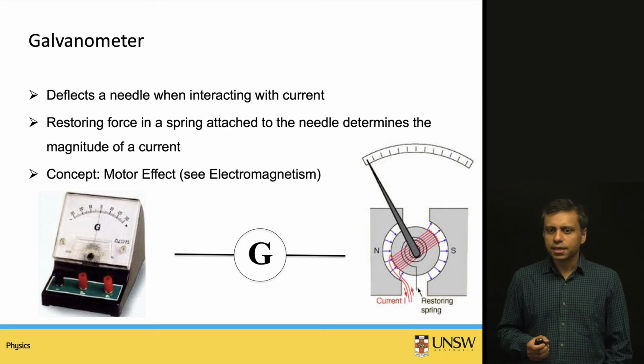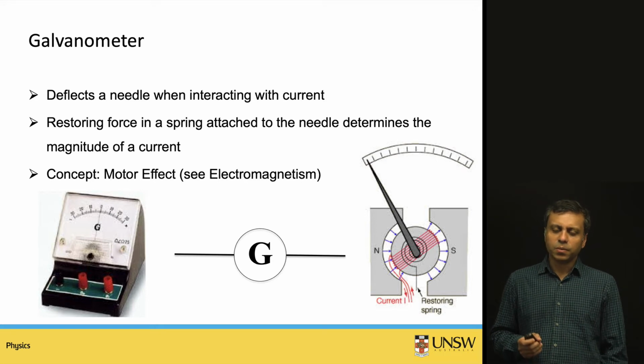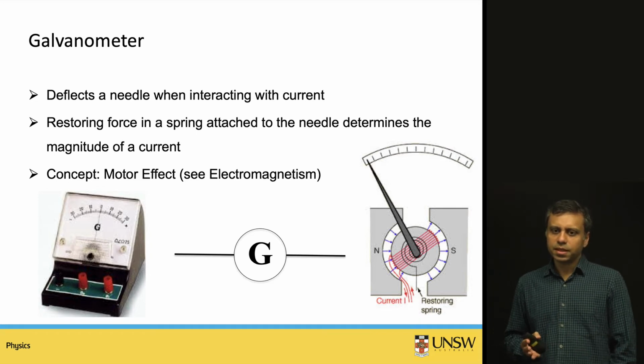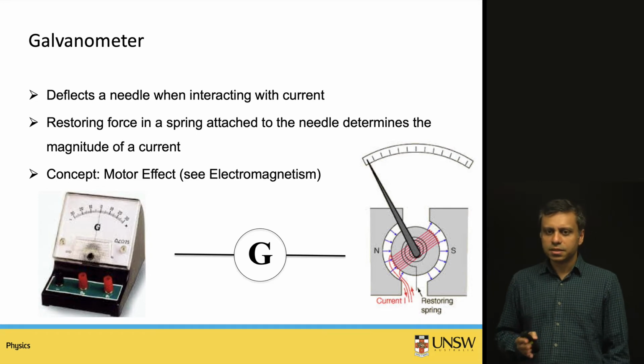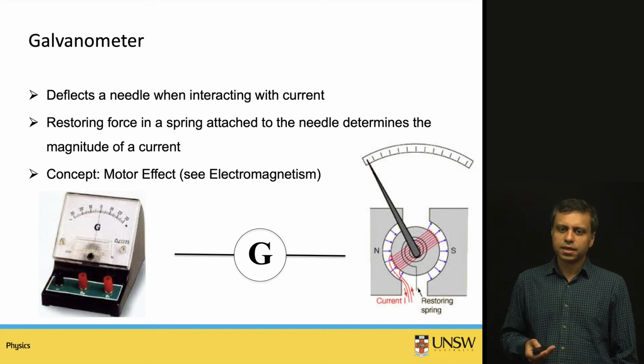The needle is connected with a spring, and the spring is connected to a motor. If there is a current flowing, the motor gets activated and rotates and exerts a force on the spring. The spring moves the needle. So if the current is larger, the needle moves more. We will go into the operation of this device in more detail when we talk about motors in the section on electromagnetism. This is just to explain how this device measures the current.